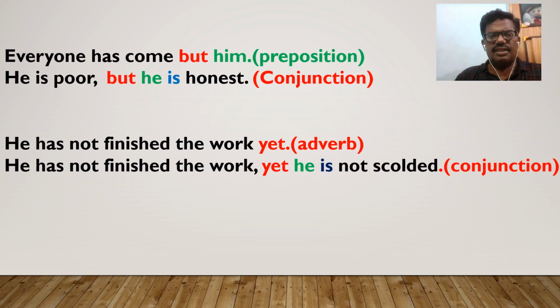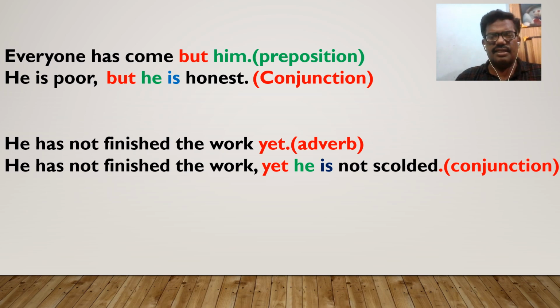In the first set, after the word but, we find a noun phrase, that is him. So here but is called preposition. In the second sentence, after but, we find a clause that is subject plus verb, that is he is. So here the word but is called a conjunction.